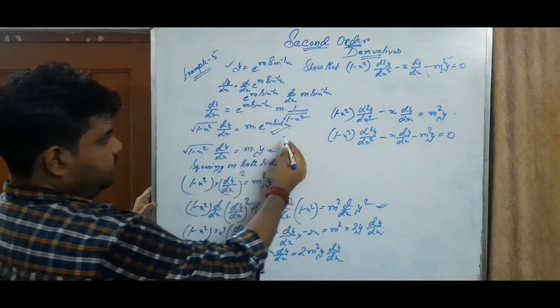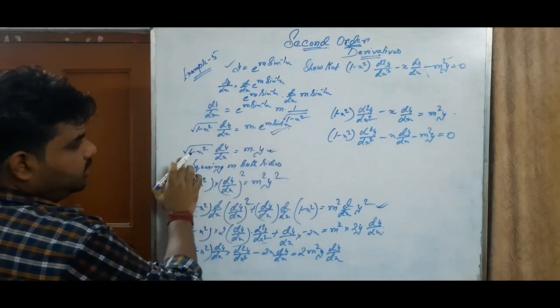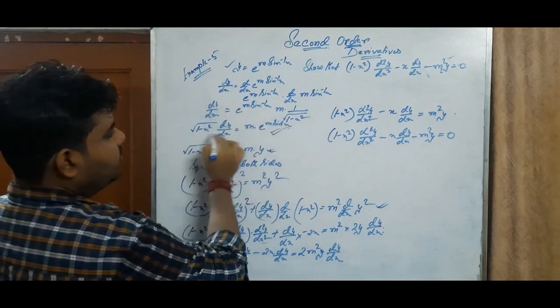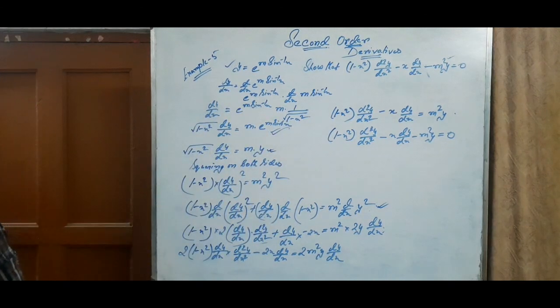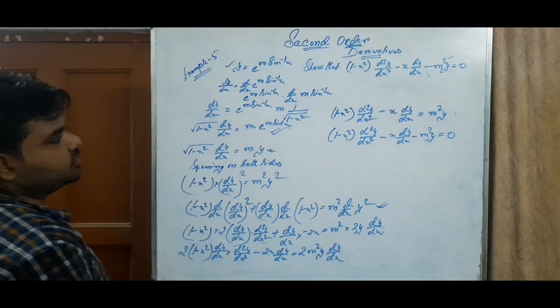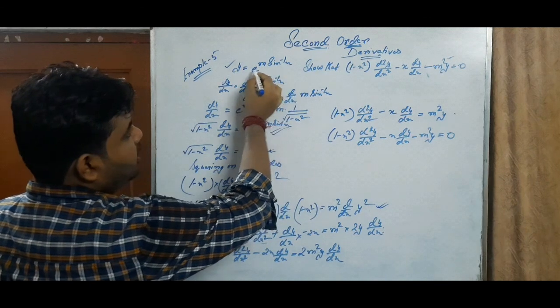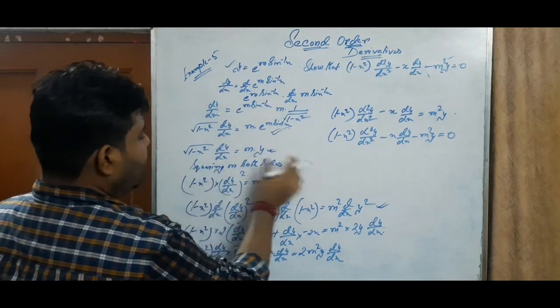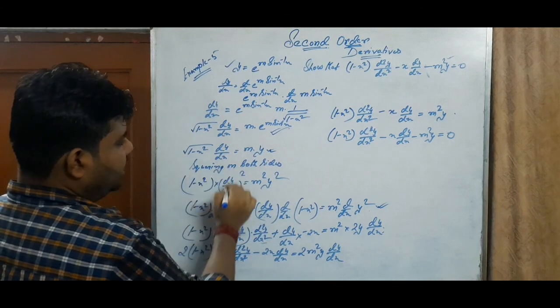So again, first order derivative. Now we are just cross multiplying it. That is dy by dx into root over 1 minus x square equals m into e to the power m sine inverse x, and we are substituting the value of e to the power m sine inverse x as y, that is my. Now we are squaring both sides, that is 1 minus x square dy by dx whole square.